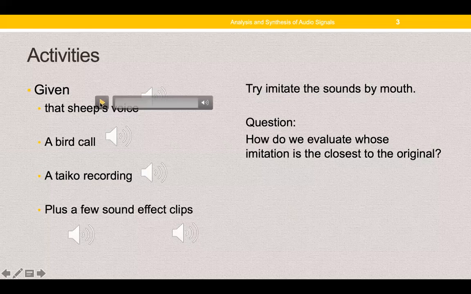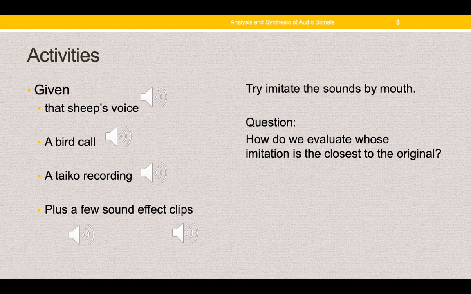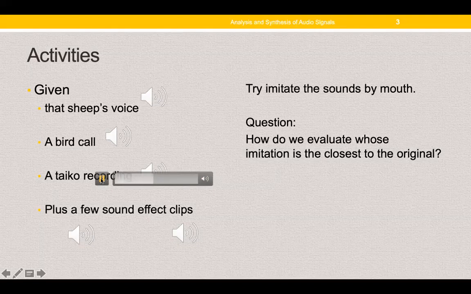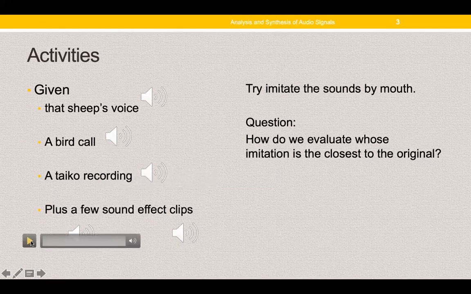The first one is that sheep. And the second one is a bird call. Is it loud enough? Is the volume okay? Yes. Right. And the third one is a drum. And there are a few more sound effect clips, such as this one and this one.